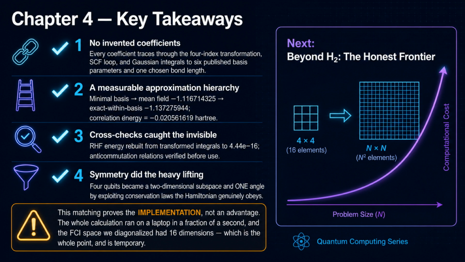Internal cross-checks caught what nothing else would. Symmetry turned 4 qubits into one angle, and the optimized state is still 98.7% Hartree-Fock. This matching proves the implementation, not an advantage. Next, beyond H2, the honest frontier.